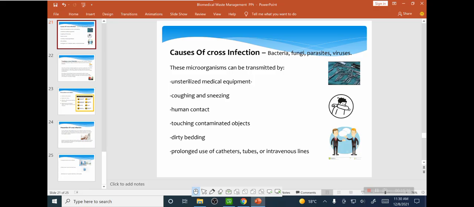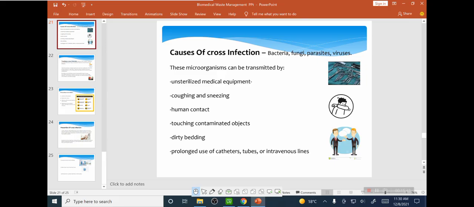Then next we have the causes of cross infection. What are the causes of cross infection? Bacteria, fungi, viruses and parasites are the main causes of cross infection. But there are also some other reasons, like unsterile medical equipment.